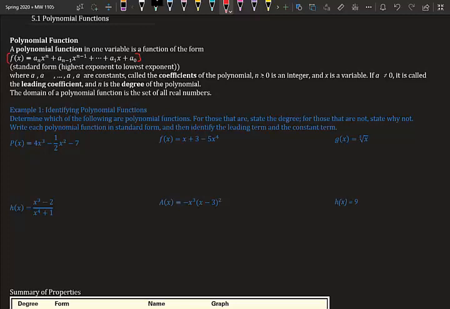So let's determine which of the following are polynomial functions. For those that are, state the degree. For those that are not, state why not. Write each polynomial function in standard form, and then identify the leading term and constant term.